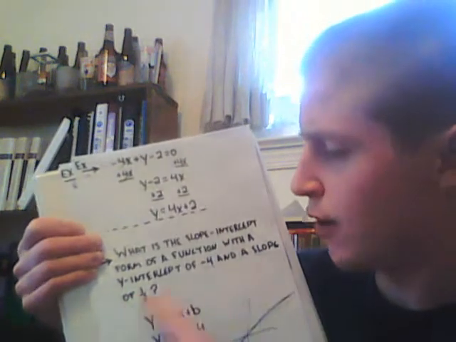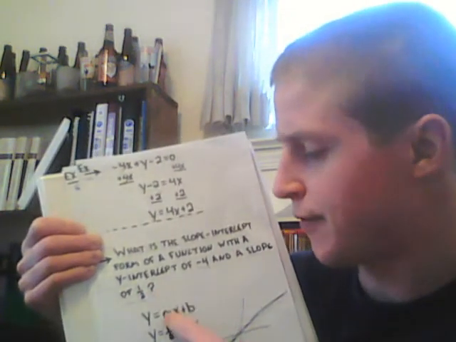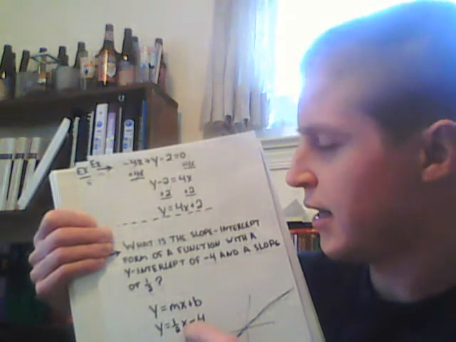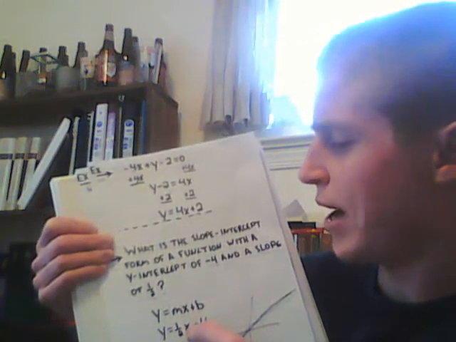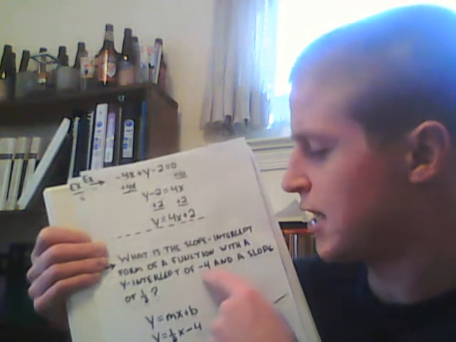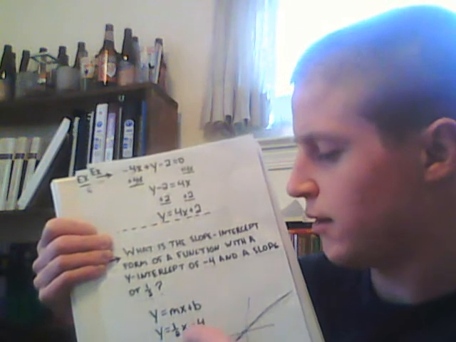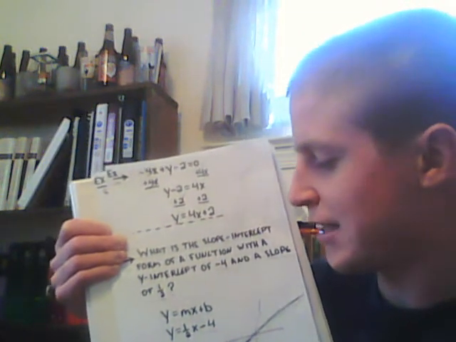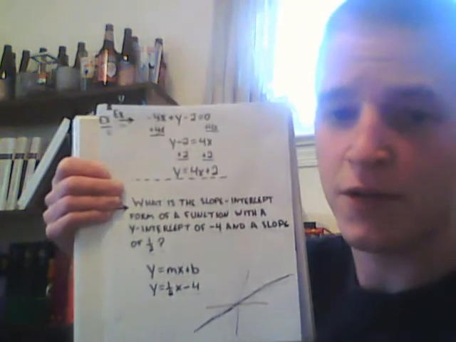So we saw the slope was 1/2. Let's substitute 1/2 for m, 1/2 x. And the y-intercept is negative 4. Let's substitute negative 4 for b, negative 4. So y equals 1/2 x minus 4 is actually our final answer.